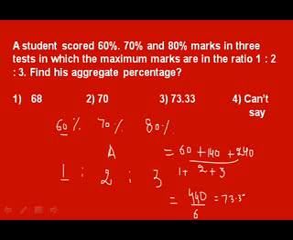I hope you understood that in case the maximum marks are not given to me, I will not be able to answer the question, because different maximum marks will give different answers. The 60% can mean that I got 60 out of 100, or it could mean I got 120 out of 200 as well. So let me move to the next problem here.